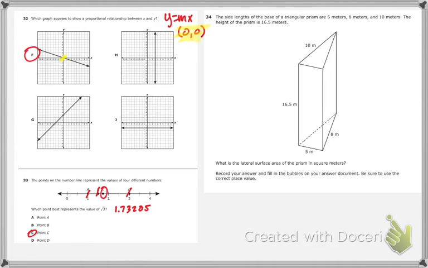34 says the side lengths of a base of a triangular prism are 5 meters, 8 meters, and 10 meters. The height of the prism is 16.5. What is the lateral surface area of the prism in square meters? So for the lateral surface area, LS, it would be PH. And so the base here would be that triangle. And so we're looking for the perimeter of the triangle, which would be 8 plus 5 plus 10, which would be 23, and the height of the prism, which is 16.5. So we're going to multiply those together.